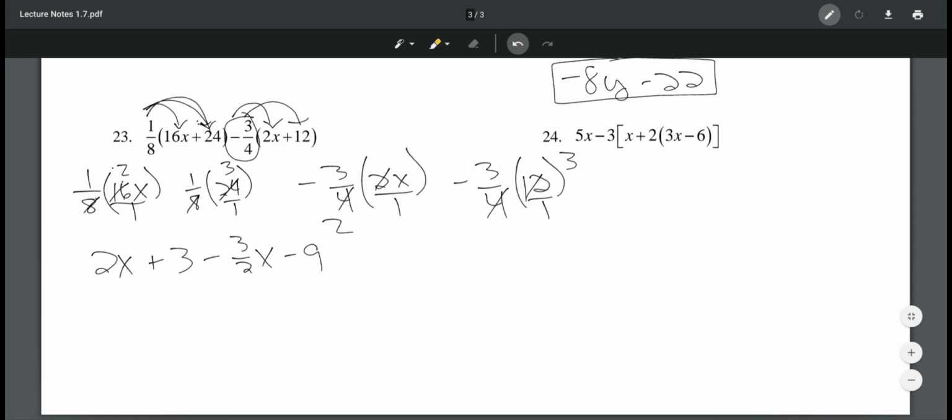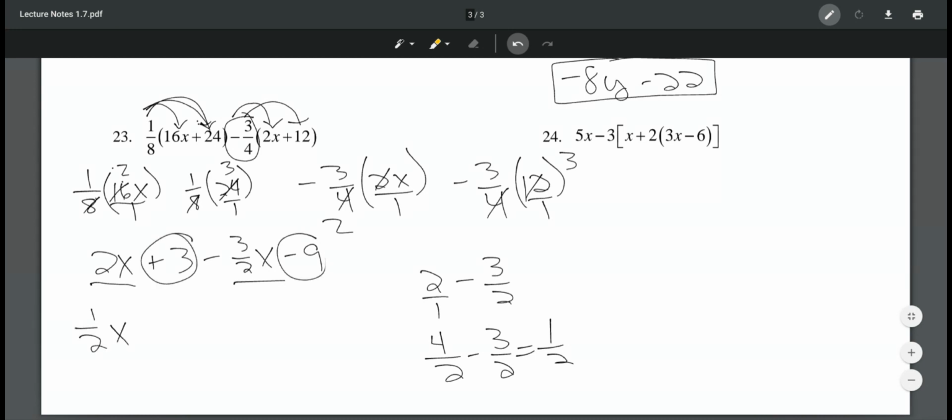So now I have like terms. I have 2x and negative 3 over 2x. So 2 minus 3 over 2, I need a common denominator. So that would be 4 over 2 minus 3 over 2, which is 1/2. So that would be 1/2 x. And then I take my 3 and my negative 9, add those together for a total of negative 6. So 1/2 x minus 6 is your final answer for number 23.